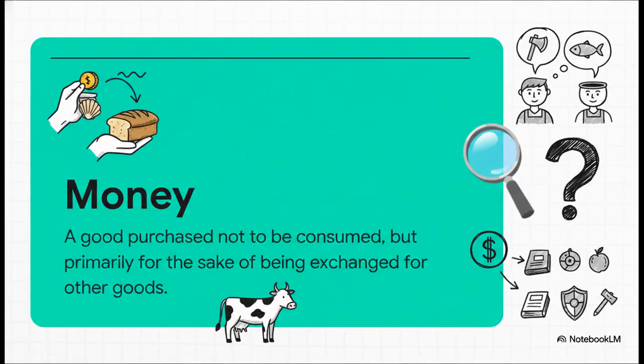Okay, so to get a handle on this, we first have to agree on what money even is. At its most basic level, you don't eat money. You don't build a house with it. Its one and only essential job is to be a medium of exchange. It solves what economists call the coincidence of wants, right? In a barter world, if you have chickens and you want bread, you have to find a baker who just so happens to want your chickens. Money fixes that whole mess.